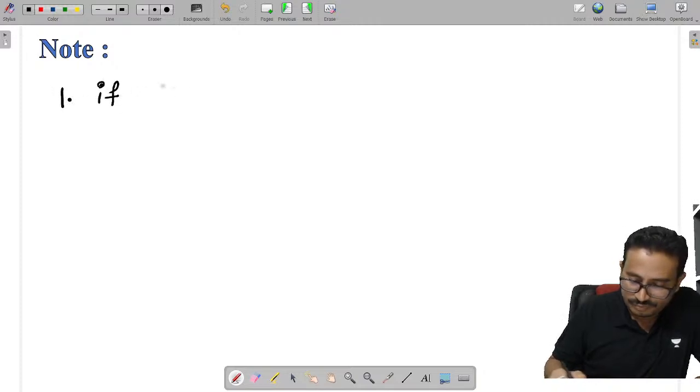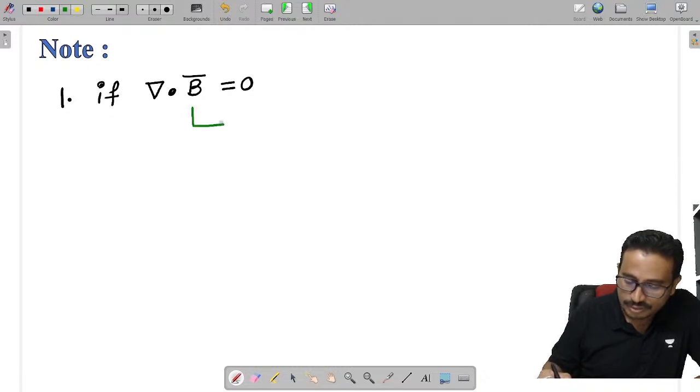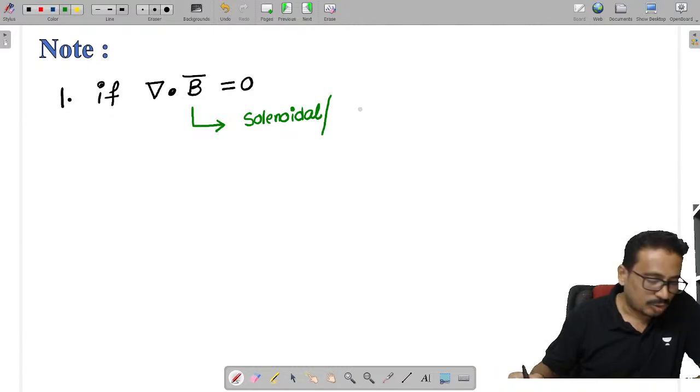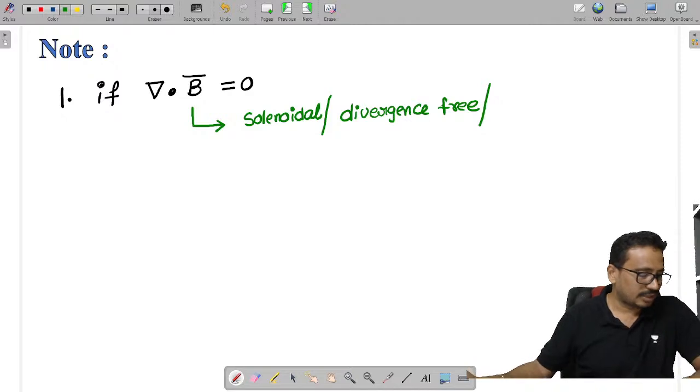Now you tell me, if the divergence of a vector is 0, then what will we call that vector? If the divergence of a vector is 0, then that vector is called a solenoidal vector. Solenoidal vector, which is also called a divergence free vector.